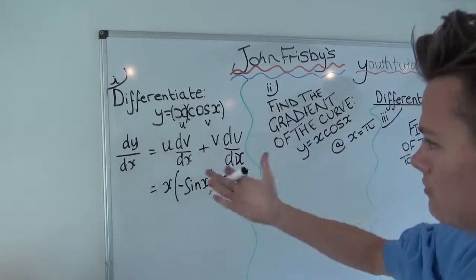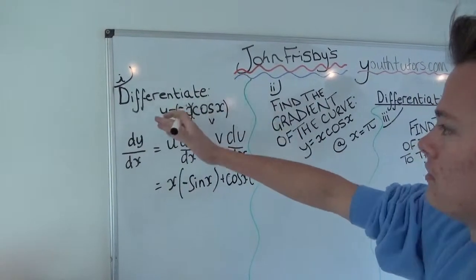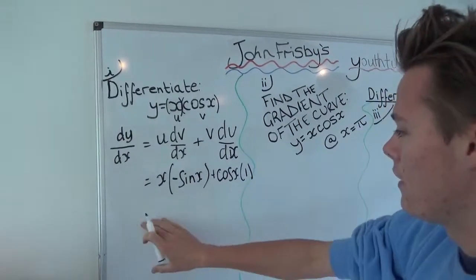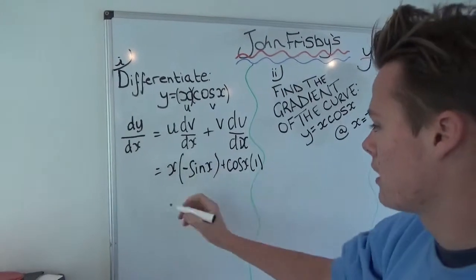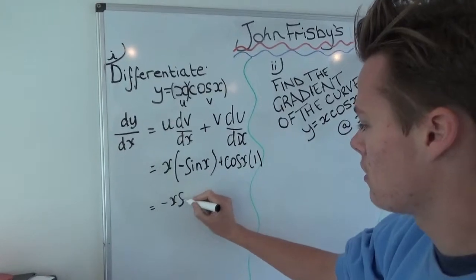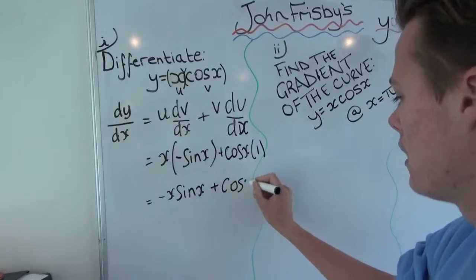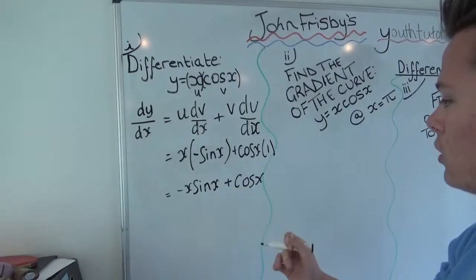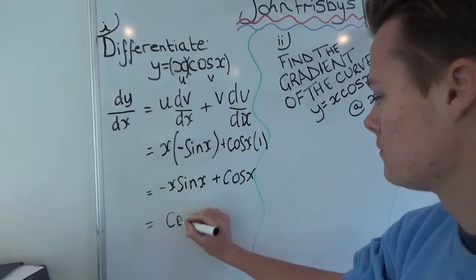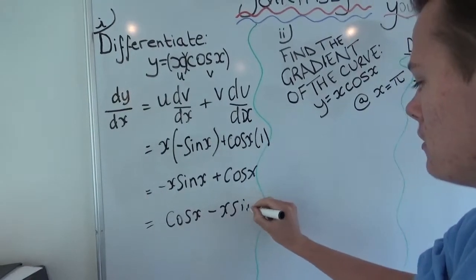Because x to the power of 1 differentiates to 1 times x to the power of 0, and everything to the power of 0 is 1. And then you basically just expand the brackets, so it's going to be minus x sine x plus cos x. And then you can just simplify it a little bit, so you go cos x minus x sine x.